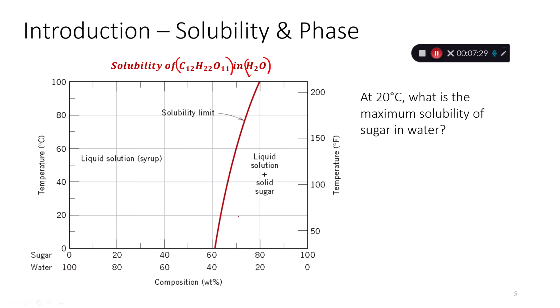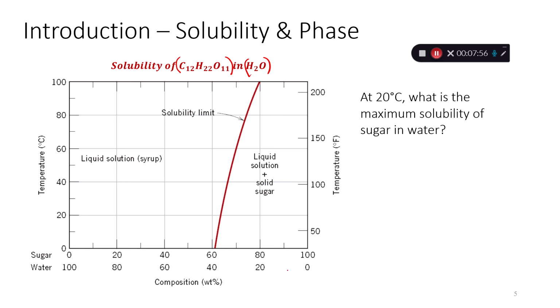So how to read this axis is you will have either one or both components. In this case, it's sugar and water, and they are inverse of each other. If there's 0 sugar, of course, it's 100% water. If there's 20% sugar, there's 80% water, and over at the extreme side, if it's 100% sugar, of course, there's 0% water.